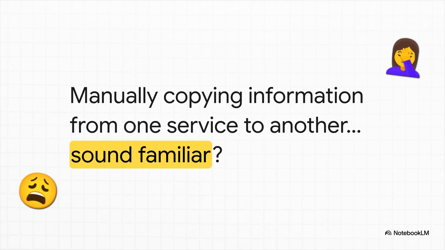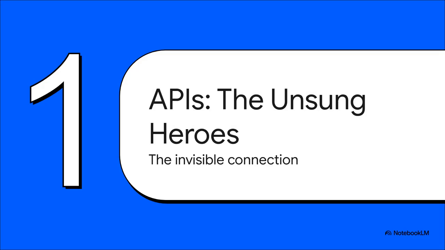Well, that disconnect, that's the very problem we're talking about today. And trust me, there is a much, much better way. It's happening all around us, usually completely out of sight. And the solution to all this digital chaos? Well, it all comes down to a little thing called an API. These are the real unsung heroes of the internet, the invisible connections that make everything feel so smooth and seamless. Well, when it works, that is.